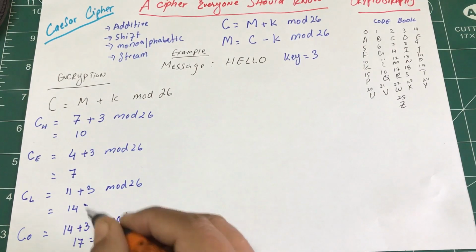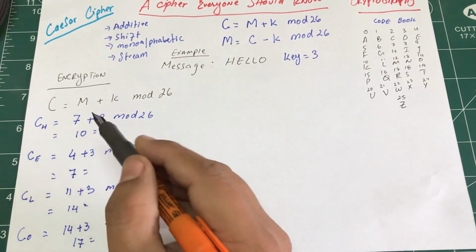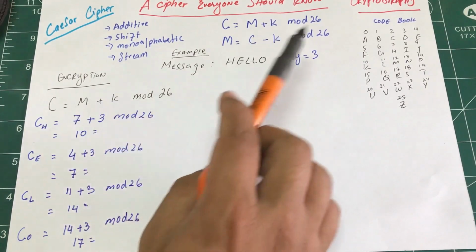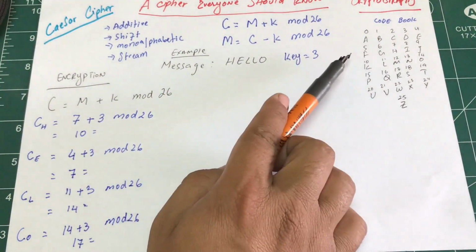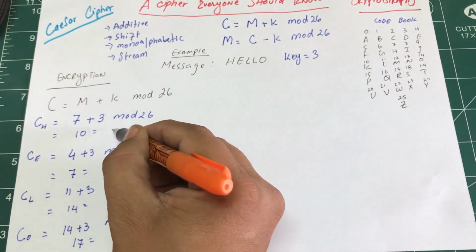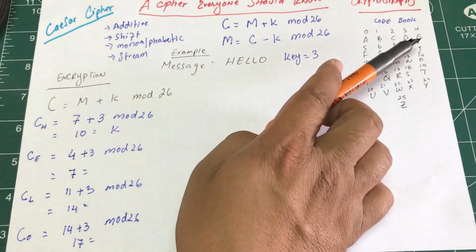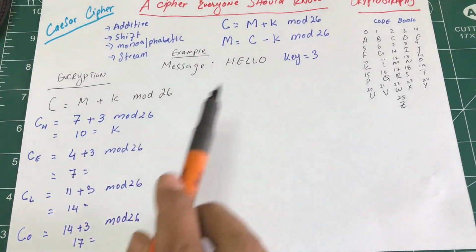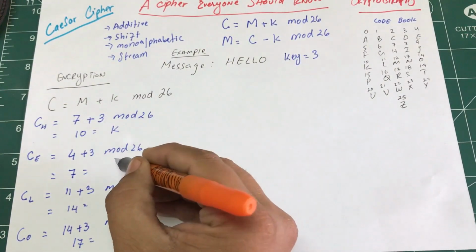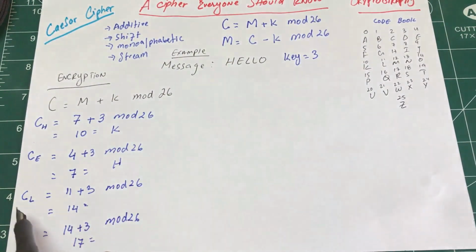So let's map these values to your code book. So H will turn out to be 10. 10 has a value of K. All right. Then we have E. E is encrypted to be 7. So 7 is H. All right.